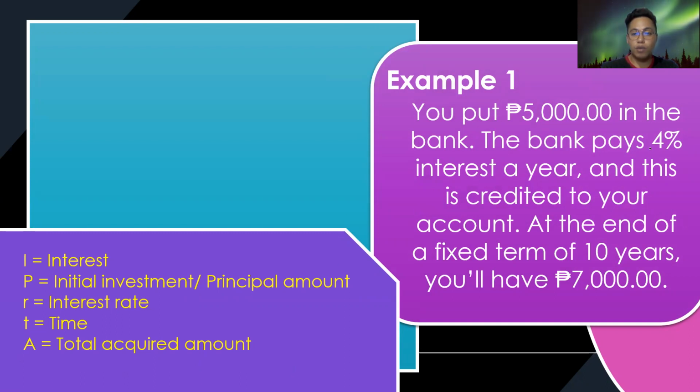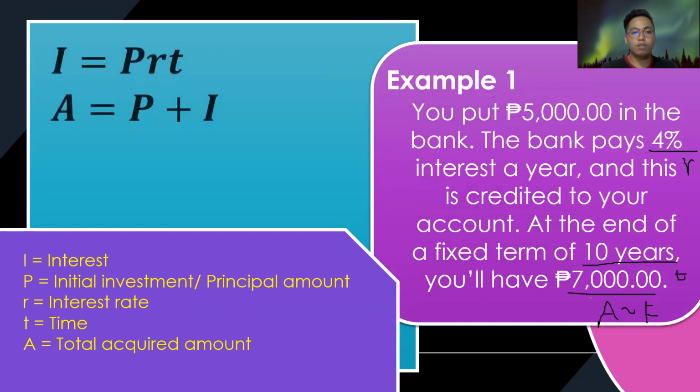The interest rate is usually written in percent form. That shows the increase of interest. While the time is the duration on which your money will be deposited or invested. And the total acquired amount is the sum of the principal amount together with the interest earned by your money. So that is 7,000 pesos. Aside from acquired amount or total amount, it is also called the maturity value or future value, F.